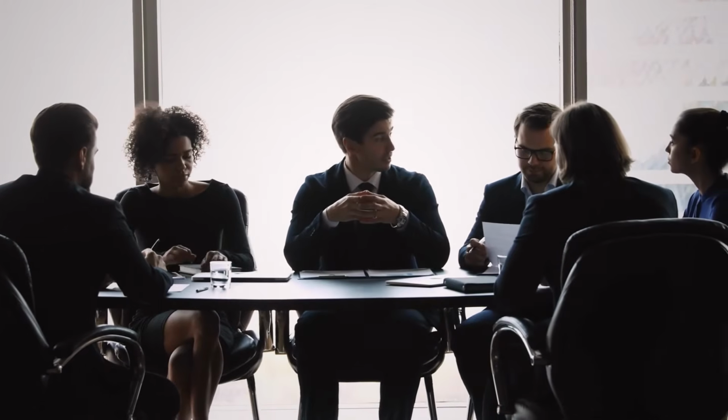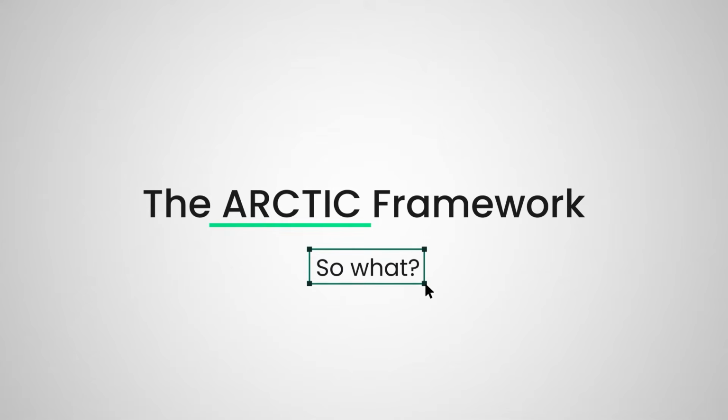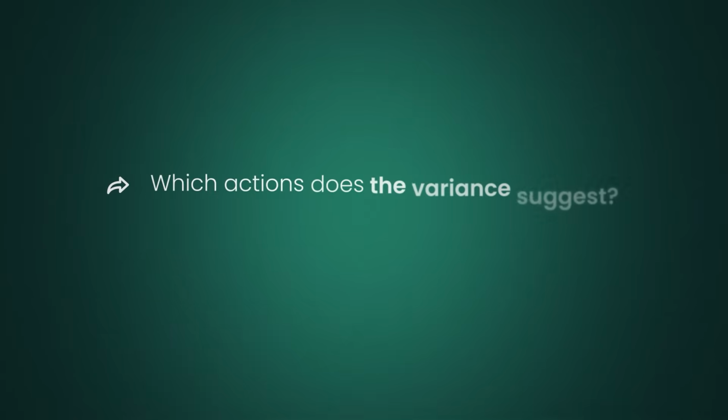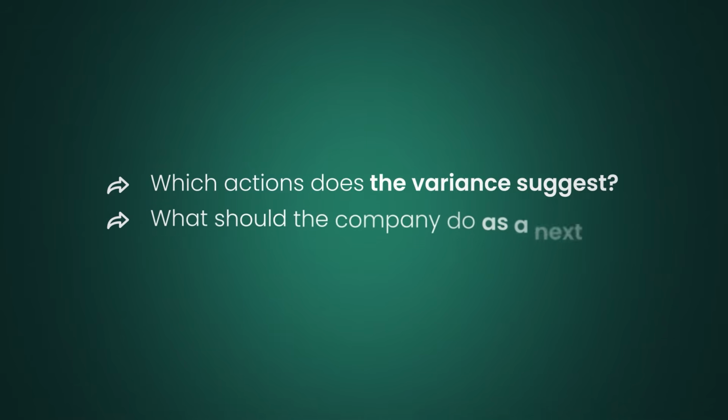You're sitting there with your variance data thinking, okay, but what does this actually mean and what should we do? That's exactly what I developed my Arctic framework for. Let me walk you through each component. A stands for actions. Which actions does the variance suggest? What should the company do as a next step?